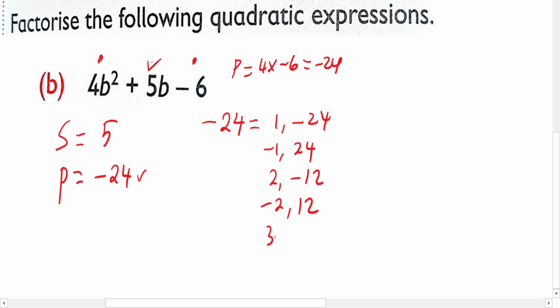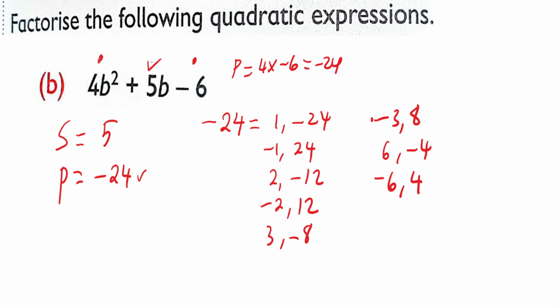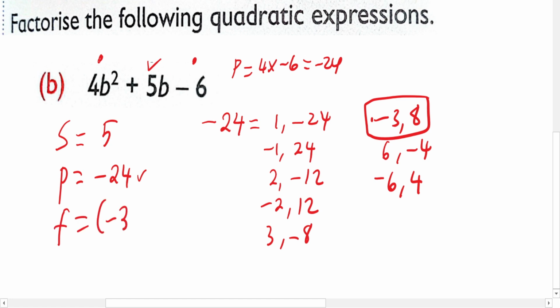We have 3 and -8, or -3 and +8. We also have 6 and -4, or -6 and 4. I think that is enough. Now which two numbers out of these combinations, if I add, give me +5? And that is -3 and 8. So we know our factors are -3 and 8.